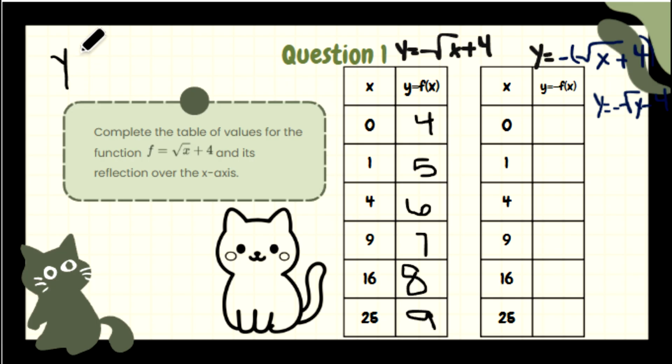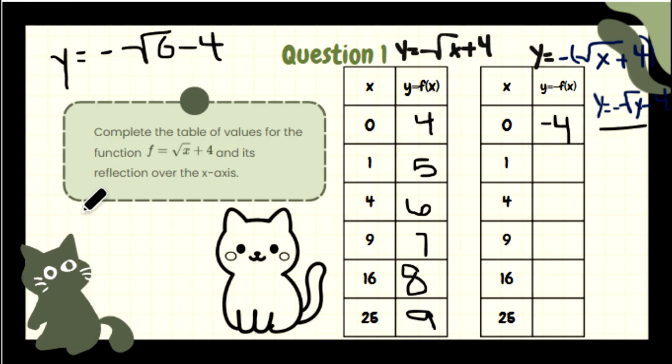So we have y is equal to negative square root of our first value, which is 0, minus 4. I'm using this formula right here. So that means we have a negative 0, which is just 0, minus 4. So look at that, we do have a negative 4.